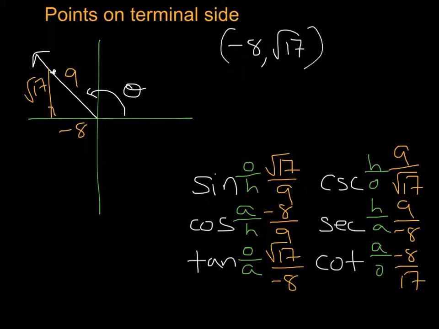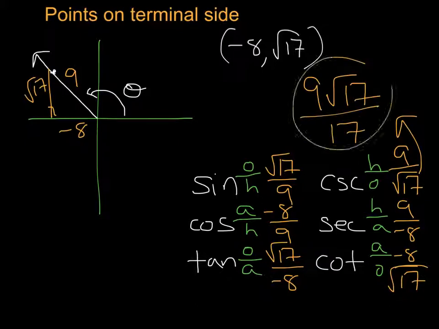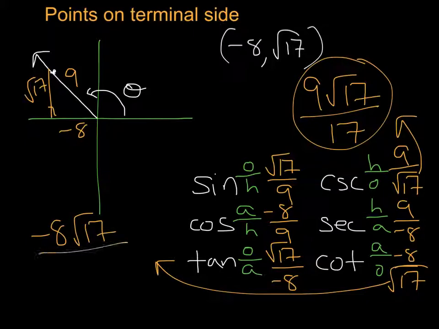I can't really simplify them, but you should notice that I've got square root of 17, a radical in the denominator. You do need to rationalize your denominators. So for cosecant, that is going to be 9 square root of 17 over 17. So that is your final answer. Please don't leave square roots in the denominator. And for cotangent, that is going to be -8 square root of 17 over positive 17. And that is your final answer.